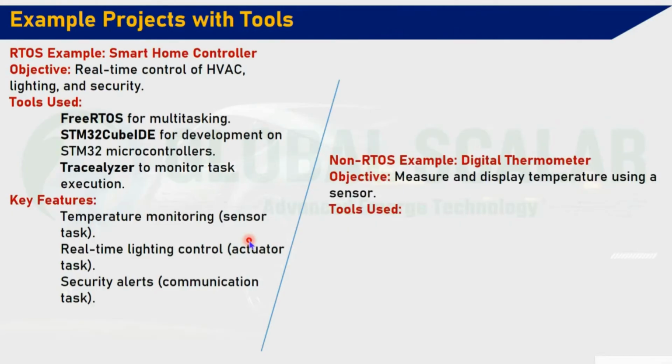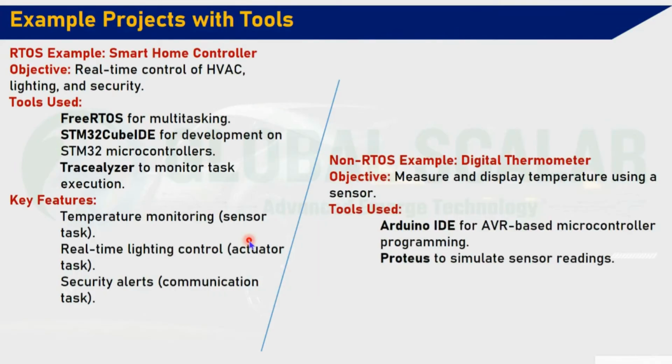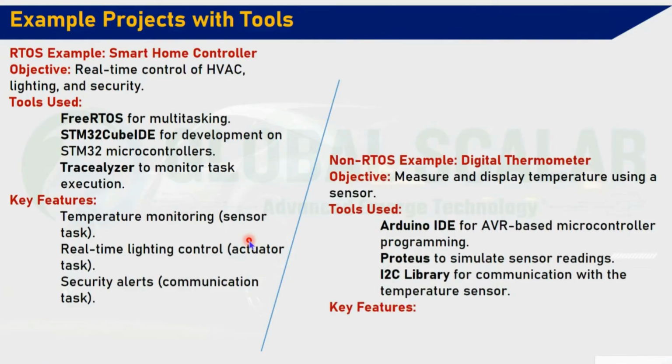And a non-RTOS example is a digital thermometer, where it will measure and display the data from the sensor. That can be developed with the help of the Arduino IDE, an AVR-based microcontroller, and Proteus to simulate the sensor data. And we can use the IDE's library for communication, with I2C as the protocol. With the help of the protocol, we are able to communicate the data from the sensors to the hardware, where it will read the temperature sensor continuously and periodically, and display the temperature value that is triggering. So those are the two major examples for RTOS and non-RTOS.